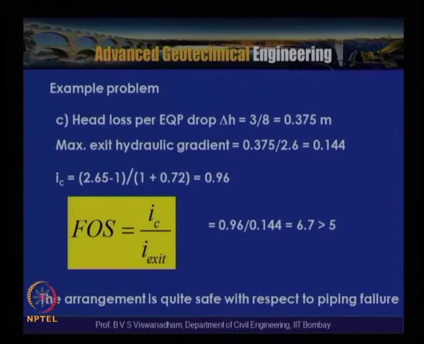Similarly, coming to the next part of the problem, the head loss for an equipotential drop, that is delta H, is equal to 3 by 8. So the maximum exit hydraulic gradient is 0.37 by 2.6, which is 0.144. Then we can calculate the critical hydraulic gradient as (Gs minus 1) by (1 plus e), which is 0.96. By comparing the critical hydraulic gradient to the exit gradient, we get the factor of safety as 6.7, which is greater than 5. So this arrangement is found to be quite safe with respect to piping failure.